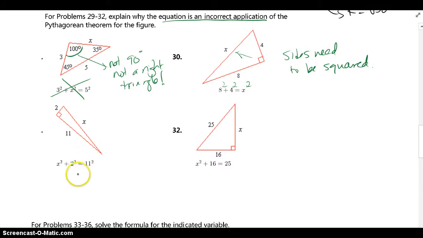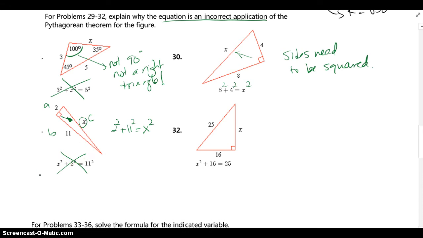Next one, I do see the squares, but I have to be careful because across the 90-degree angle is the c, which is x, and then these guys are my a and b. So it looks like they have them in the wrong places. This is the hypotenuse, these are the legs a and b, so it should really be 2 squared plus 11 squared for the a squared plus b squared equals c squared. X needs to be on the other side of the equal sign, and the 11 doesn't need to be squared by itself. The x is going to be the hypotenuse squared by itself. So that's incorrect sides used in the a, b, and c values.